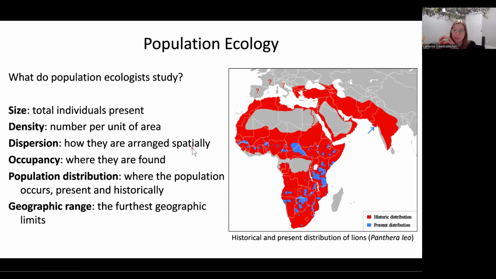Dispersion is how organisms are arranged spatially. So are they clumped together like we do in cities? Are they uniformly dispersed? And I have a diagram of this coming up. Or is it kind of random? Do they just grow wherever their seeds fall, like a plant?